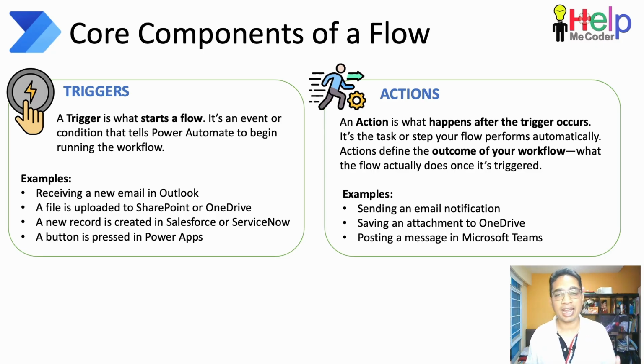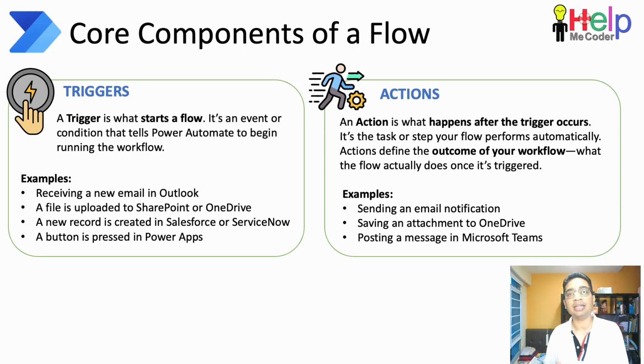So now what is an action? An action is something that happens after the trigger. Once a trigger happens, you have a lot of actions that you can perform. It is a task or step that your flow performs automatically. Actions define the outcome of your workflow. So basically, once a trigger happens, you want to do A, B, C things. Those three things that you do are the outcome of your Power Automate flow.